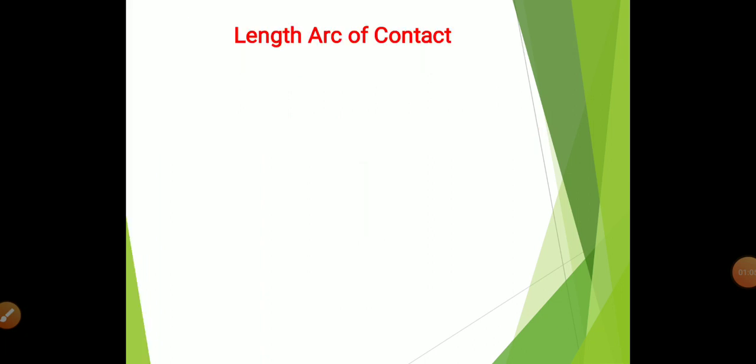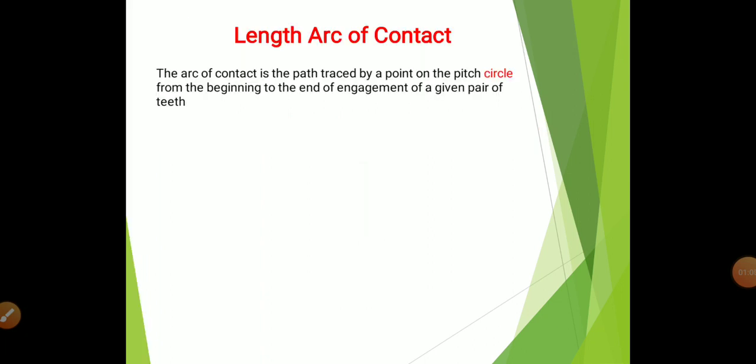See here, length of arc of contact. There is a statement for the length of arc of contact. The statement is like this: the arc of contact is the path traced by a point on the pitch circle from the beginning to the end of engagement of a given pair of teeth. I will repeat once again. See here, the arc of contact is the path traced by a point on a pitch circle, from the beginning to the end of engagement of a given pair of teeth.